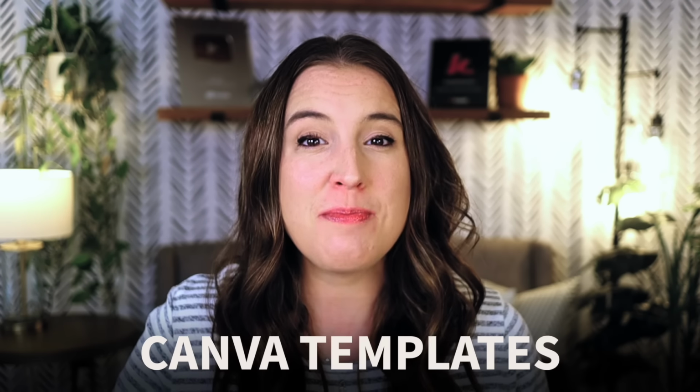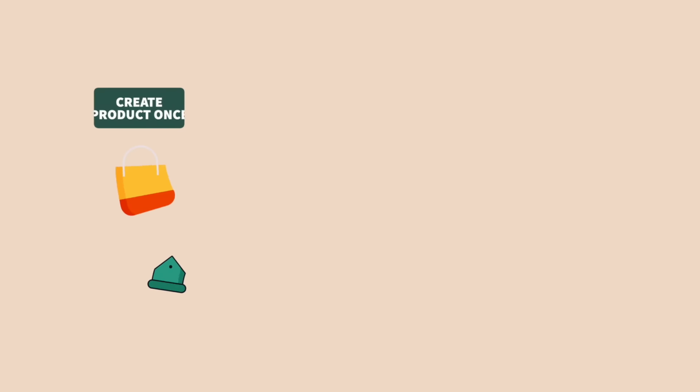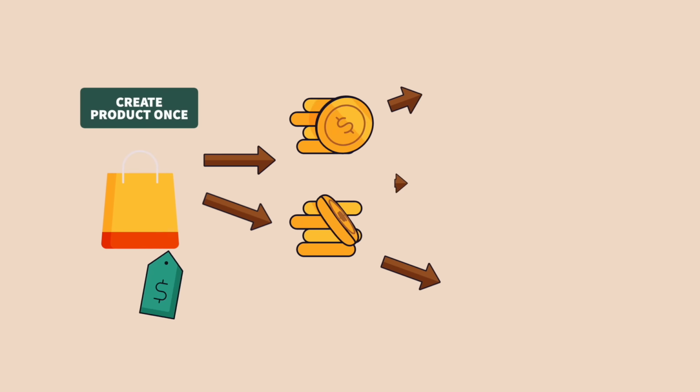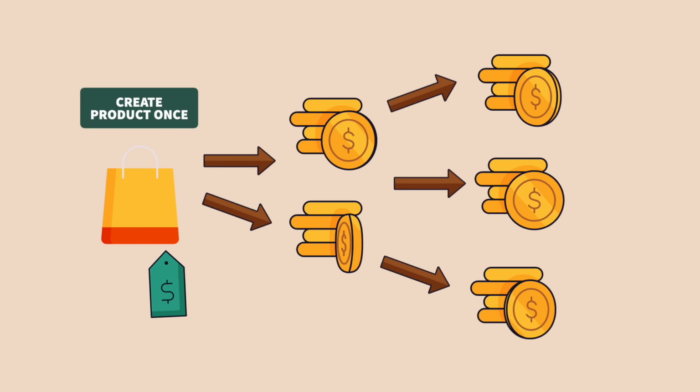Canva templates are an amazing digital product to sell online because they're high in demand and they can provide you with passive income. I love passive income products because you only have to put in the initial effort to create them one time, and then you can set them up to sell on autopilot, meaning that you don't have to do any more work when the orders come in to fill those orders.